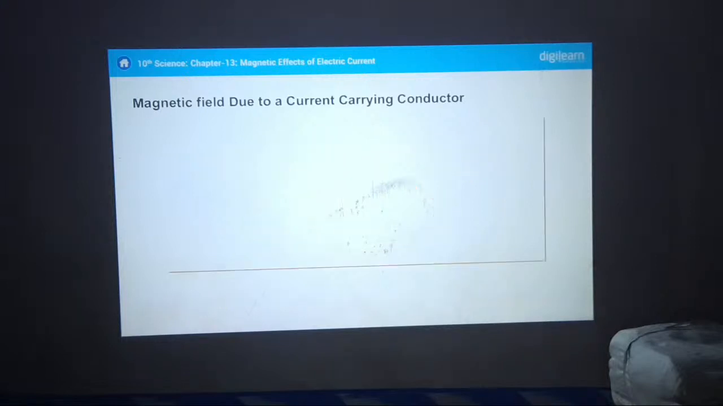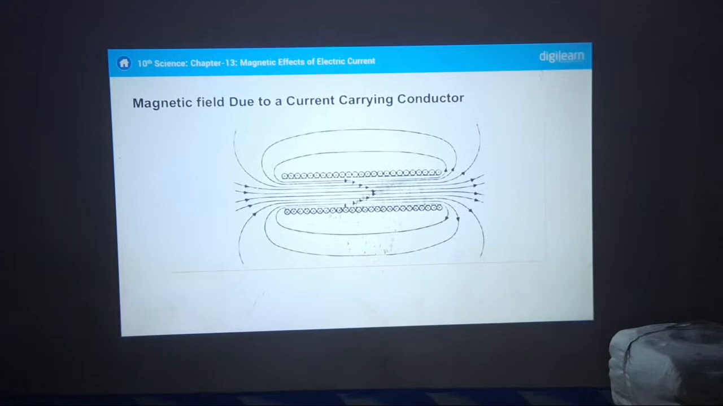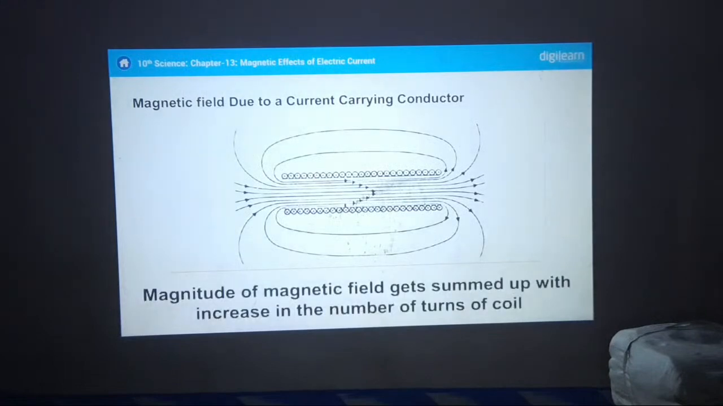Magnetic field and number of turns of coil. Magnitude of magnetic field gets summed up with increase in number of turns of coil. If there are n turns of coil, magnitude of magnetic field will be n times of magnetic field in case of a single turn of coil.